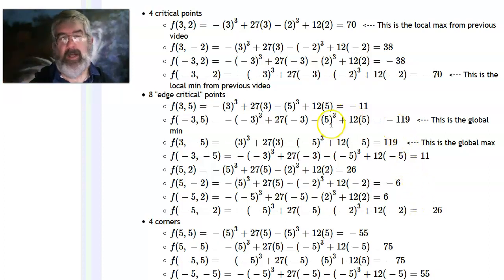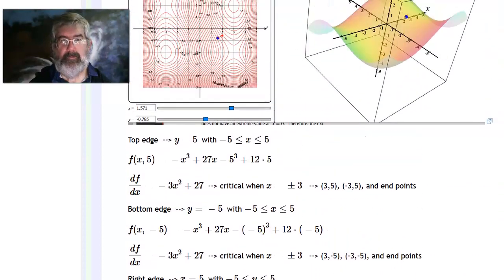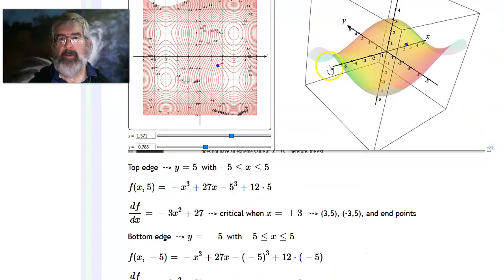So once you establish your only possibilities, then you can just plug them in and see which one gives you the highest value, the 119 right here, and the lowest value, the -119. And looking at the graph, it corresponded to this point as the minimum value and this point as the maximum value.